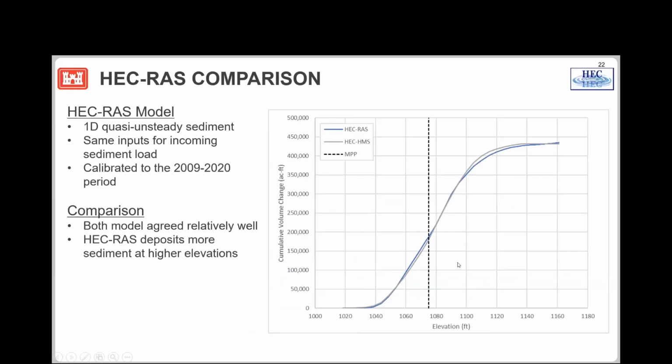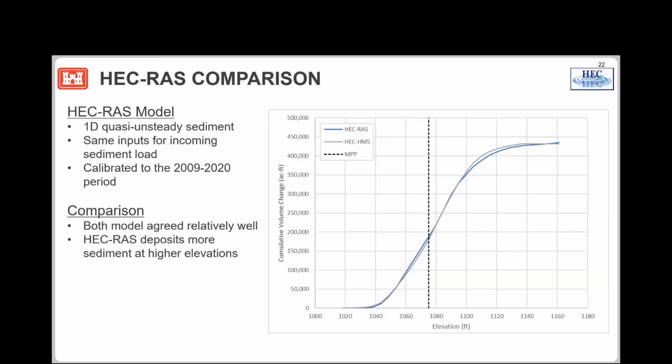Then we also compared the HMS results to results from a RAS sediment model that we created for Tuttle Creek. The RAS model was a 1D quasi-unsteady sediment model that we calibrated to the 2000 to 2020 survey period. And we used the same sediment loads for inputs into RAS that we'd used in HMS. We simulated both models over the future without project period, which goes from the years 2024 to 2124.